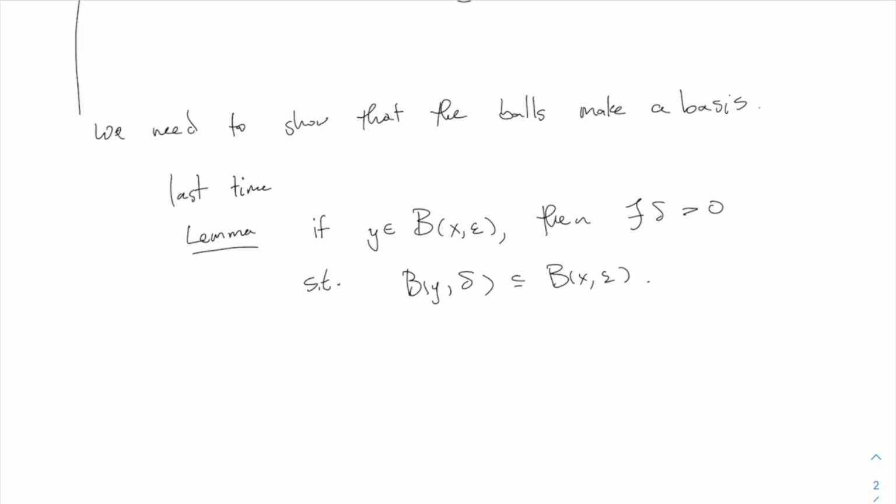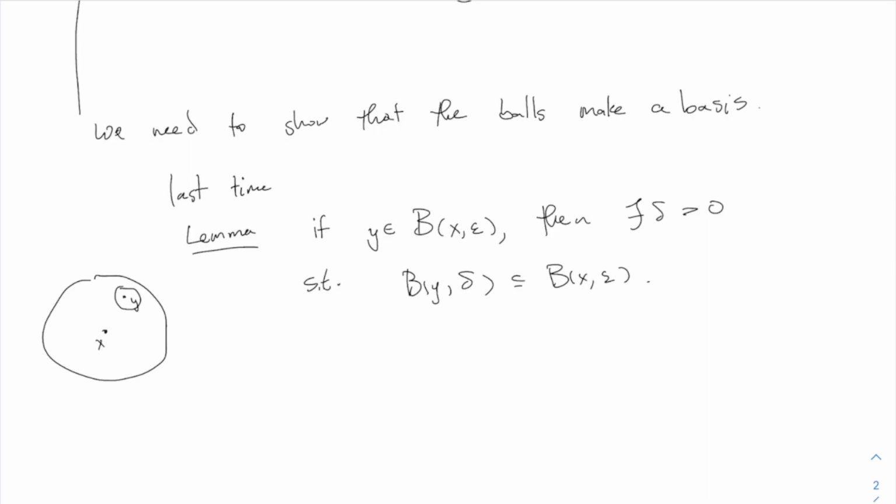This basically just says that if you have a point inside of a ball, you can make a smaller ball around that point inside the big ball. So if you have a big ball, which is the ball around x, but then you have some other y in there, that other y has a smaller ball around it. That's what this says. The ball around y of some smaller radius is a subset of the ball around x of radius epsilon. All right.